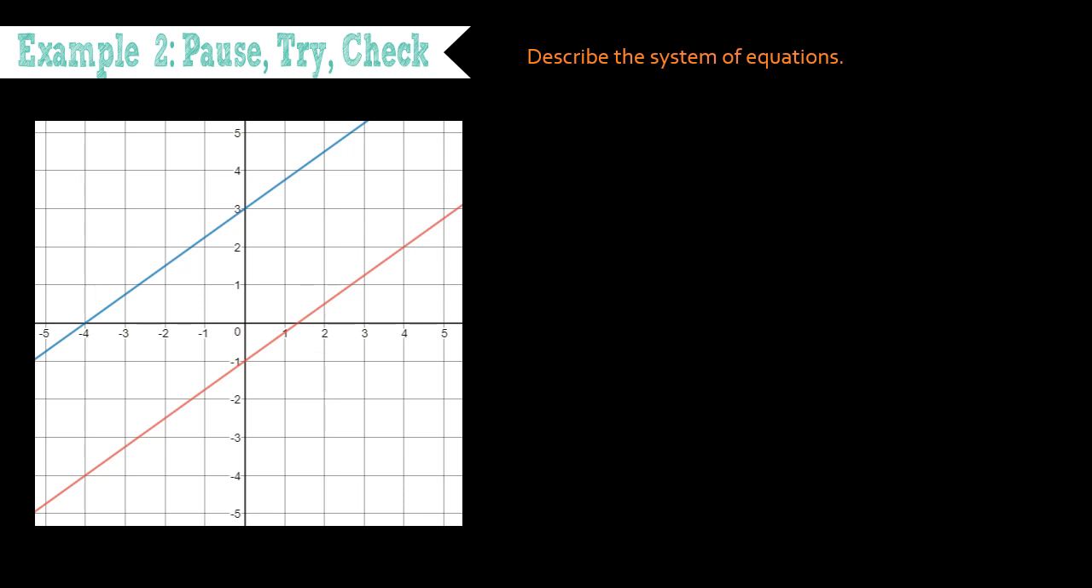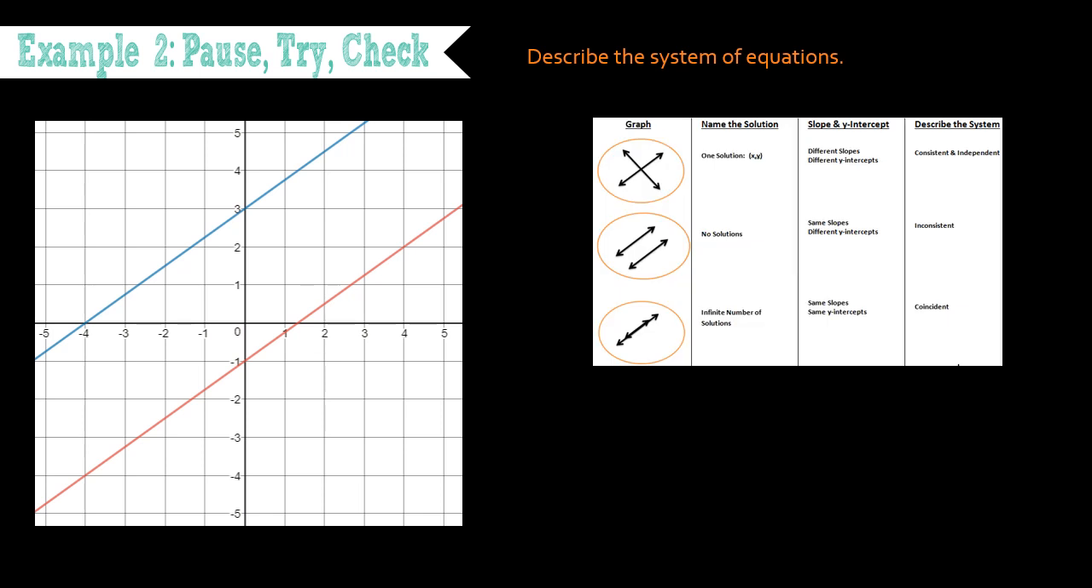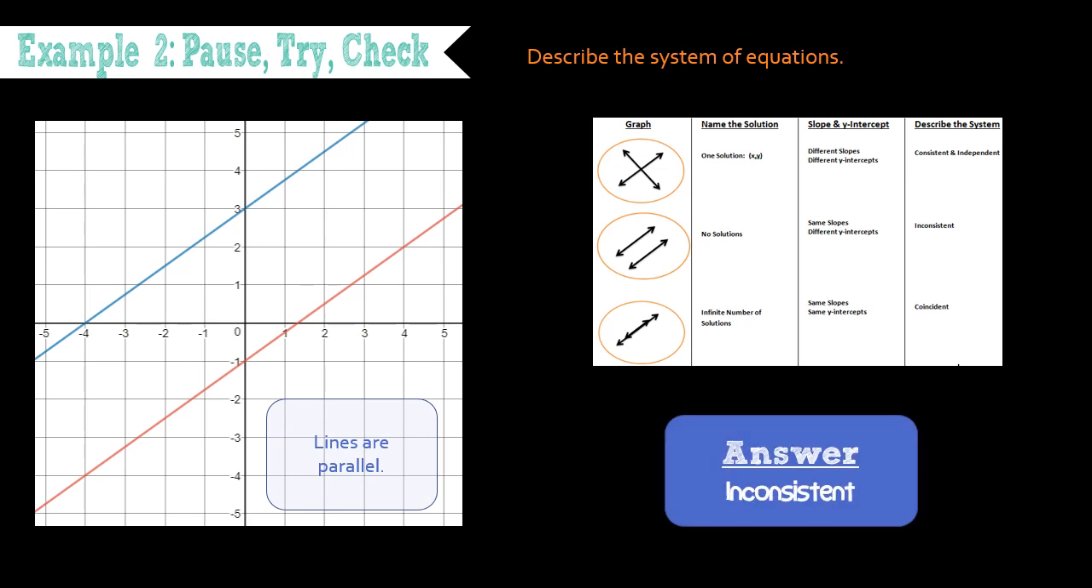We're also describing the system of equations here. Notice in this example, I have two equations that do not cross, so there is no solution. They do not intersect. And my terminology to describe this system is inconsistent because the lines are parallel.